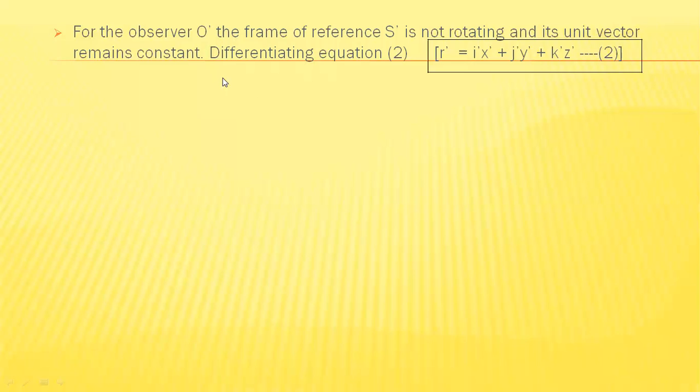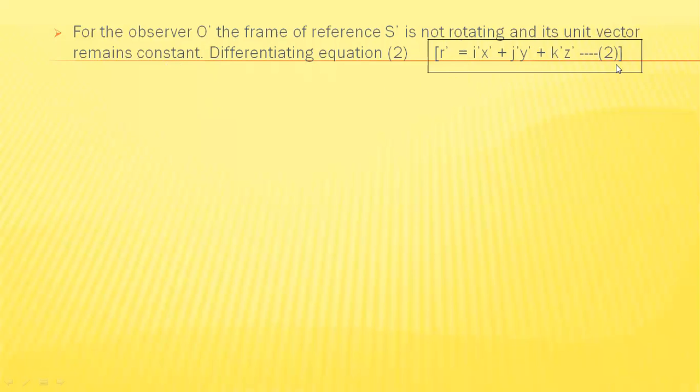Therefore, for observer O, the frame of reference S dash is rotating, but for the observer O dash, the frame of reference S dash is not rotating and its unit vectors remain constant.